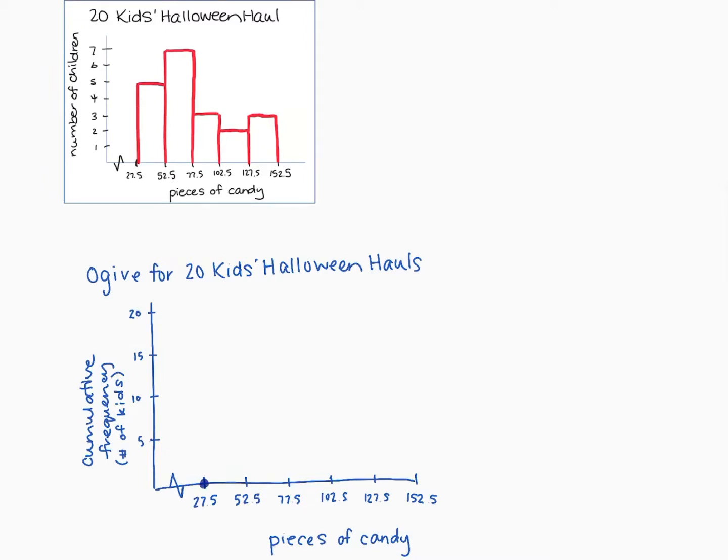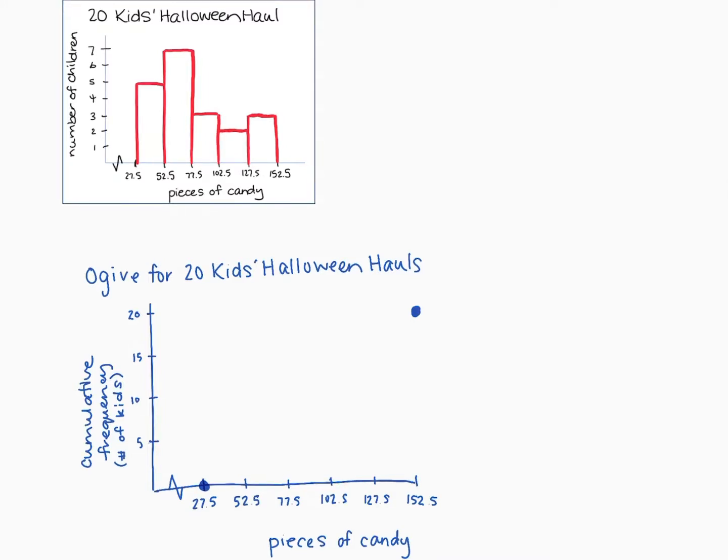There are 0 children that got fewer than 27.5 pieces of candy, and there are 20 children that got fewer than 152.5 pieces of candy. At the 52.5 mark, we need to count how many children got fewer than or equal to 52 pieces of candy, and that was 5 of them. Now once we get up to 77.5, we're counting those 5 plus these 7, so we're up to 12.